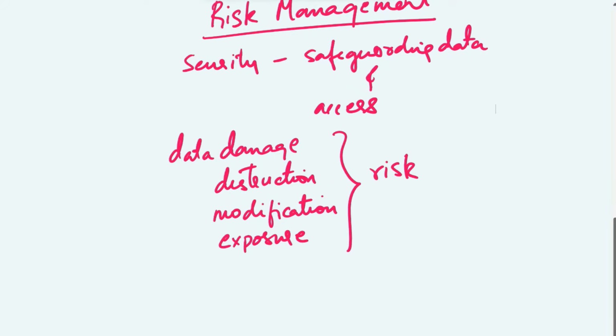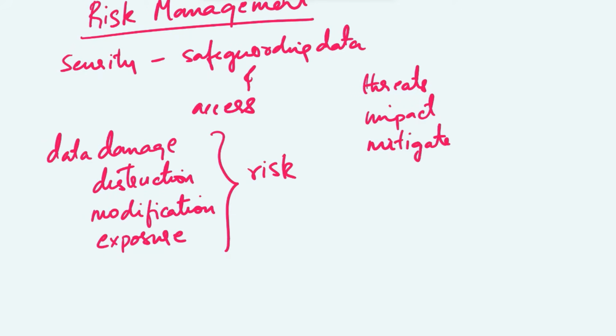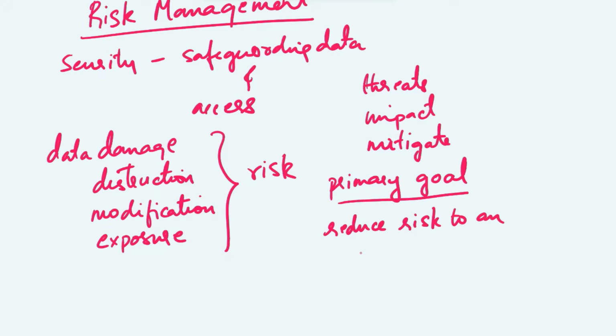So, what does this risk management involve, right? Risk management involves a detailed process of identifying potential threats to data, evaluating their impact, and implementing cost effective solutions to mitigate the risks. The overall risk management process helps develop effective information security strategies that support the organization's mission and objectives. The primary goal of risk management is to reduce risk to an acceptable level.